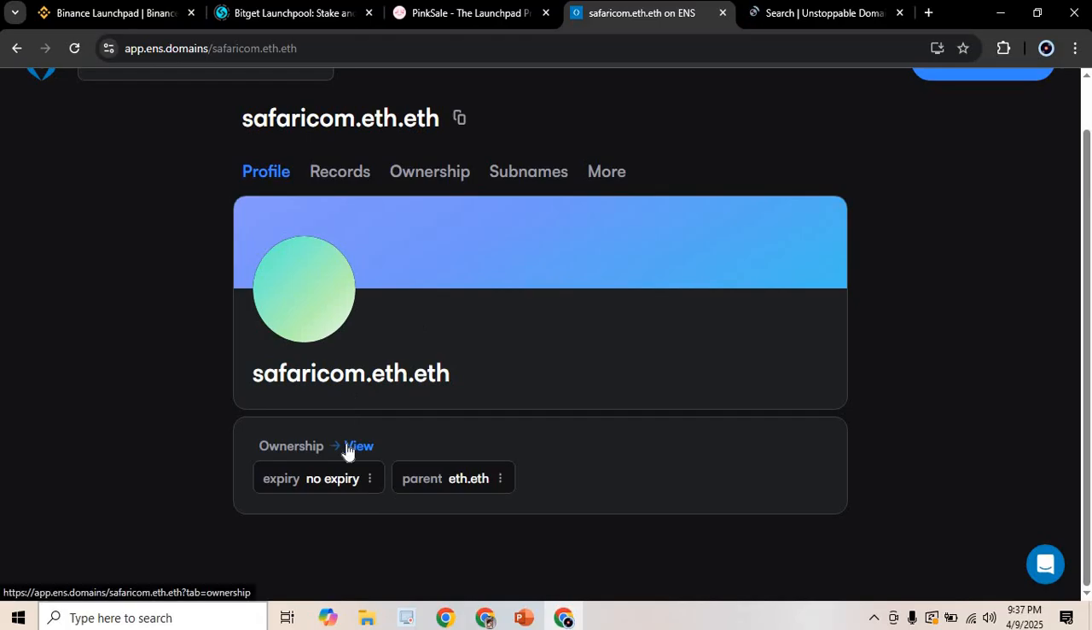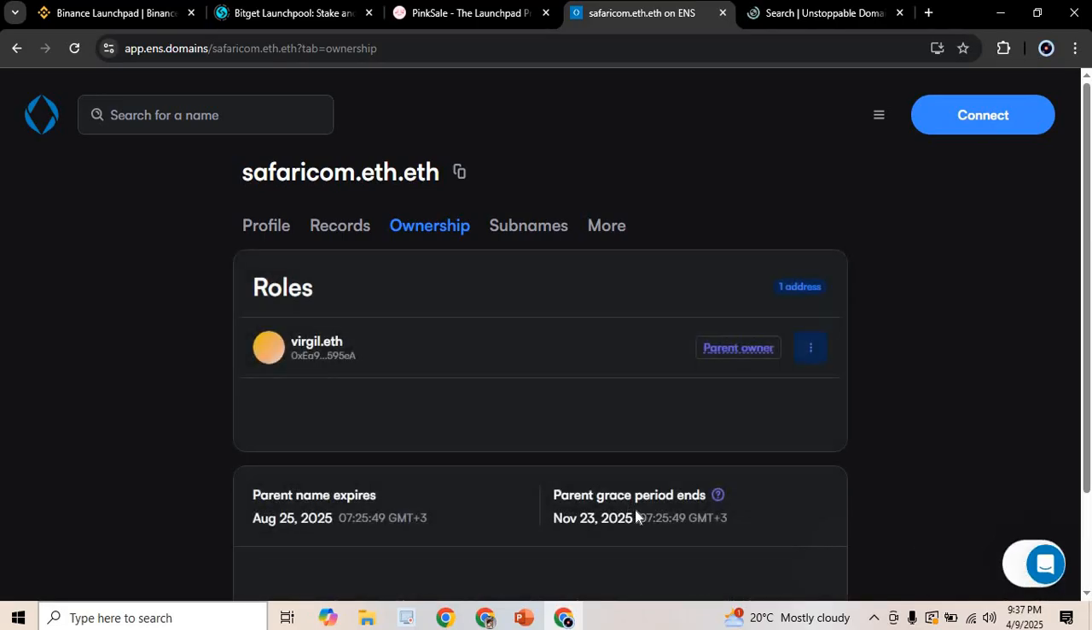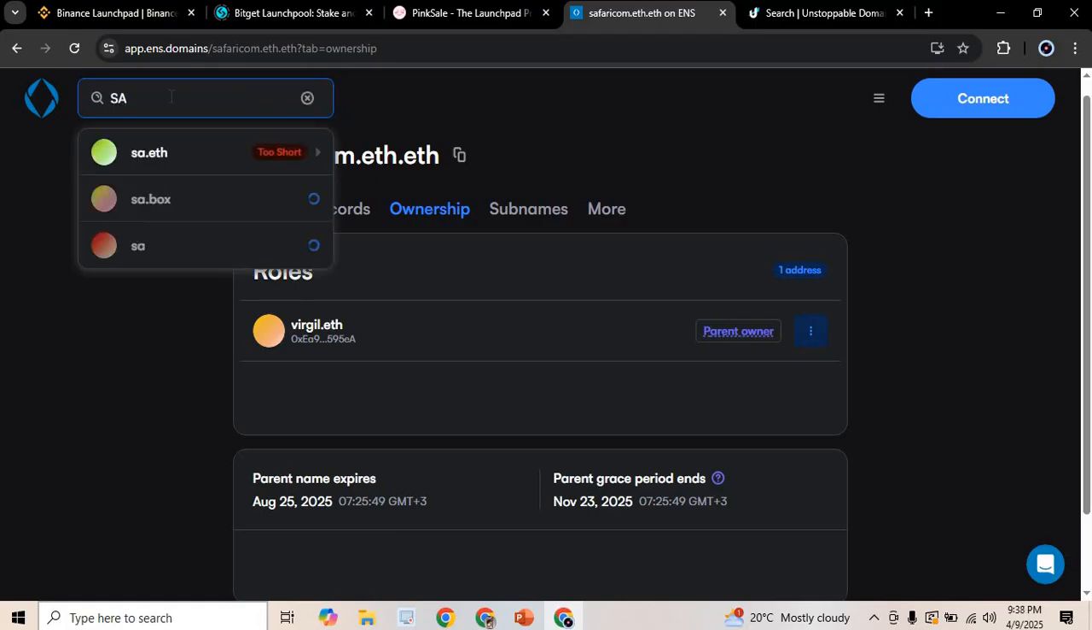So number one, let's look at ethereum.eth. So the parent name expires when this address is the address that owns safaricom.eth, but actually what is safaricom.eth? Not safaricom.eth.